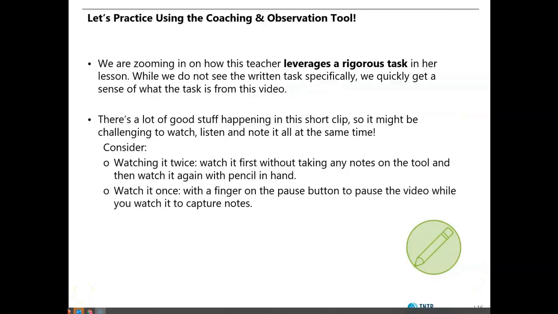All right, so now this is the opportunity to roll up our sleeves and actually use this coaching and observation tool. We're going to watch how this particular teacher leverages a rigorous task in her classroom. We don't see the written task as a handout, and I can't necessarily read all the components of it on the board to know precisely what it is. But we get really quick information that the students are expected to create a model of the teeth in a human mouth. So there is a ton of great stuff that happens in this very short clip.